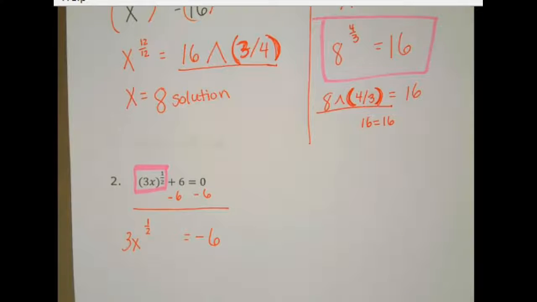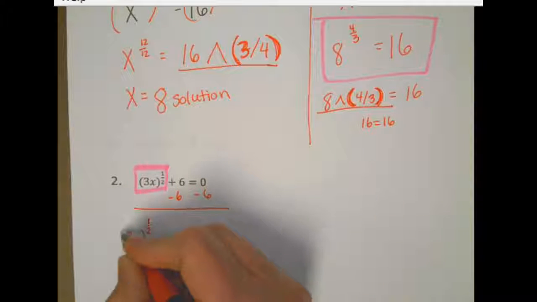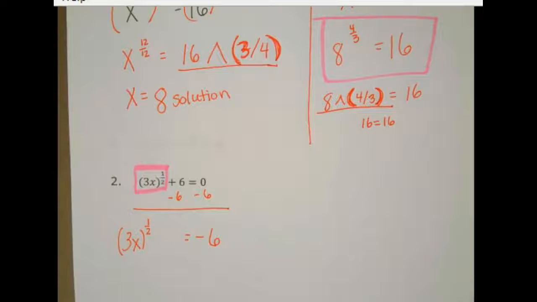Now, I have made a mistake in what I wrote. Do you see what my mistake is? There was a parentheses around the 3x. Does the parentheses make any difference? Yes. Without the parentheses, the only thing I'm raising to the 1/2 power is the x. That's not what this problem said. This problem said the 3x is raised to the 1/2 power.